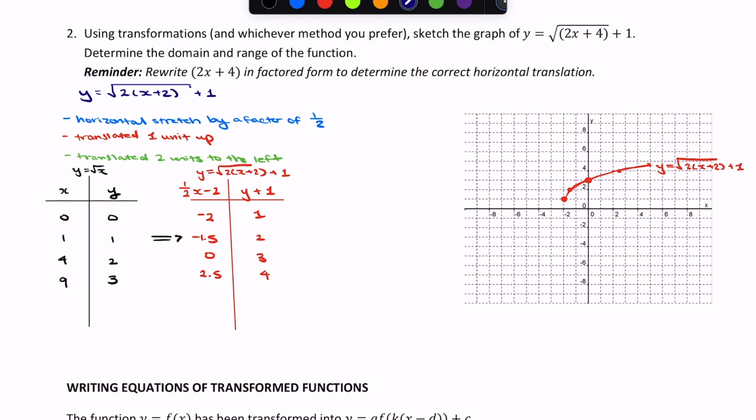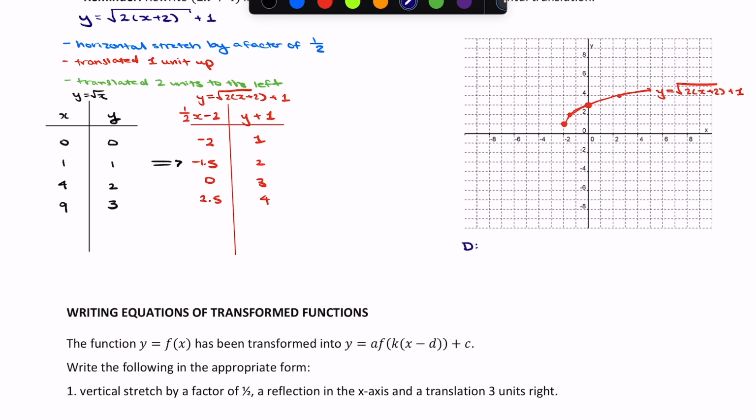And so now we're going to determine our domain and range. Again, so here our domain, x has to be greater or equal to -2. X is an element of real numbers. And our range, y has to be greater or equal to 1. Y is an element of real numbers. And again, here in interval notation, from -2 to infinity for our domain, and for our range, from 1 to infinity.